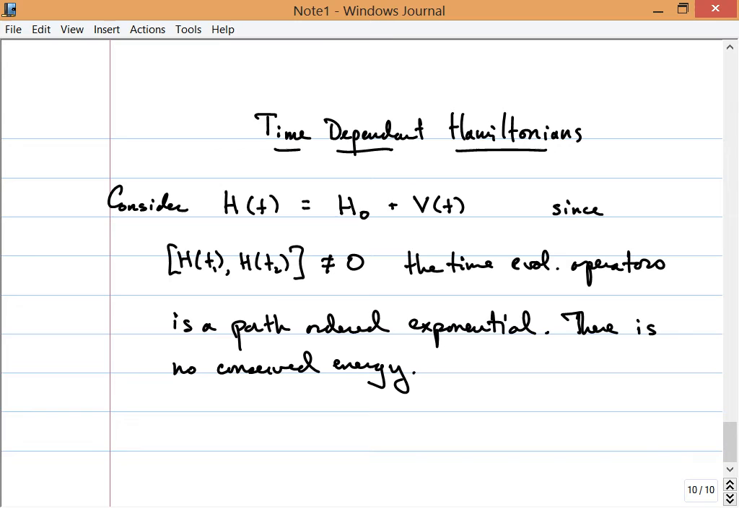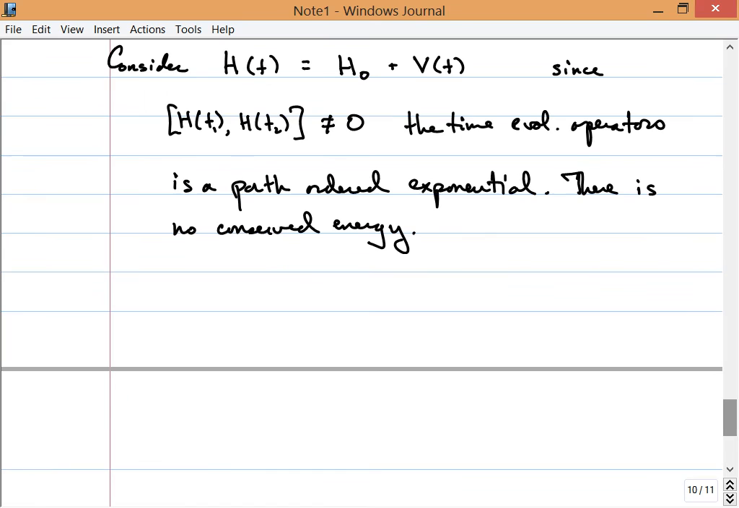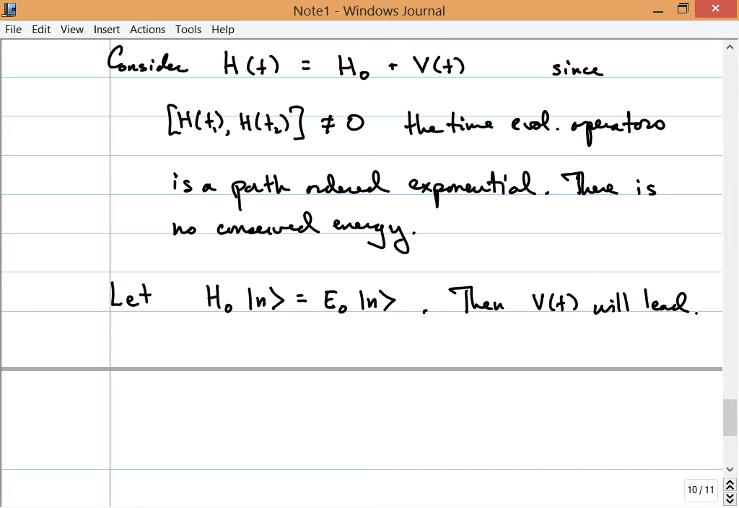Our goal, then, is to develop a theory of these systems which will be useful in the case where the time-dependent part of the Hamiltonian, V of t, is relatively small or is relatively simple. The way that I would like to begin is by considering the eigenstates of the time-independent piece of the Hamiltonian, H naught. Then if V of t were equal to 0, there would be nothing left to say. You would just stick the system in one of these energy eigenstates, and it would stay there. But if V of t is non-zero, it will lead to transitions between these states.